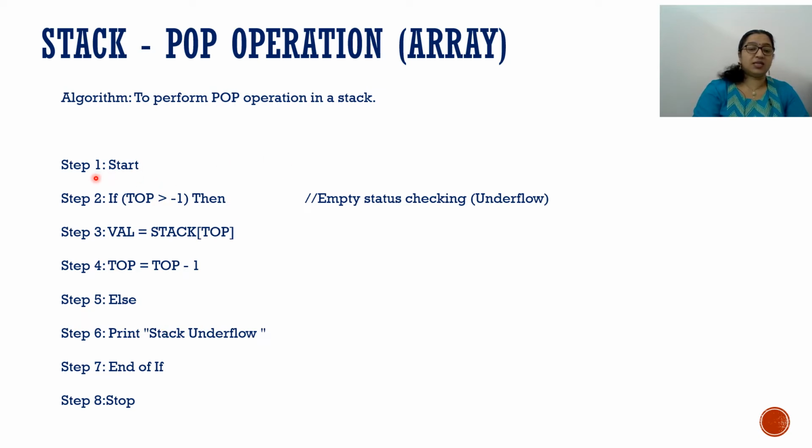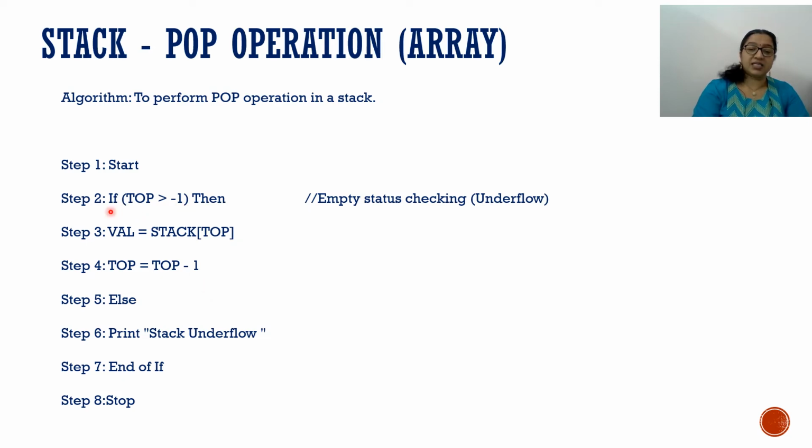So just see this once more. Step 1, start. Step 2, we are checking is it -1 or not. If it is greater than -1, then store the value on the topmost position to val. Val is equal to stack of top. Then we are decrementing the value by 1. Top is equal to top minus 1.